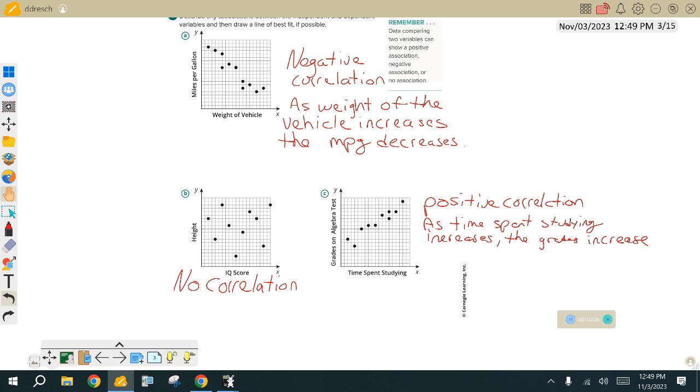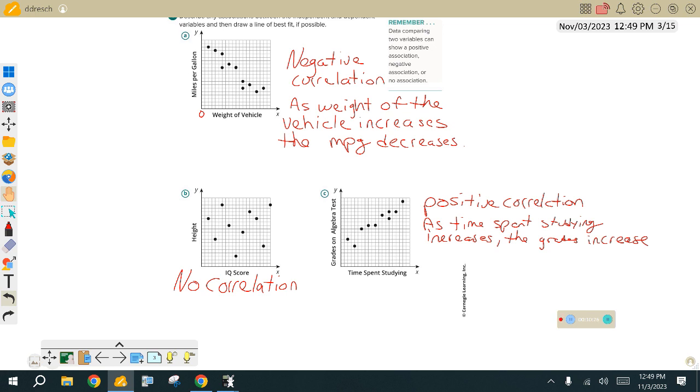Because as we look at this one, the vehicle, we're reading this from left to right. We always read left to right, right? So this is starting at 0, here's our origin, okay? So as the weight of the vehicle increases, what's happening to the miles per gallon?